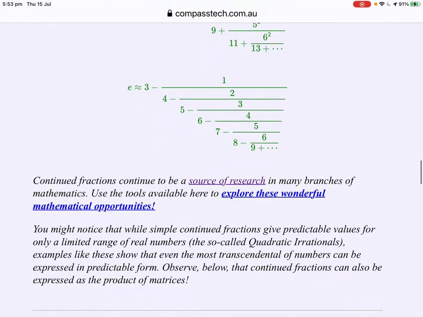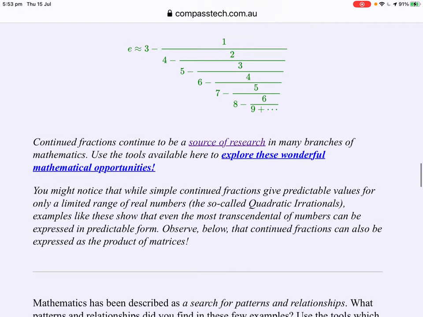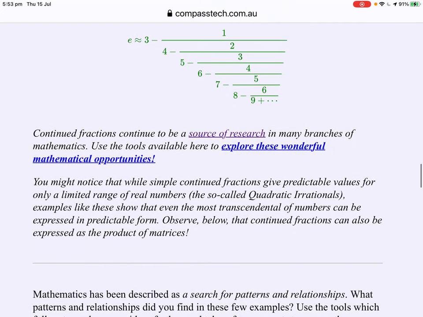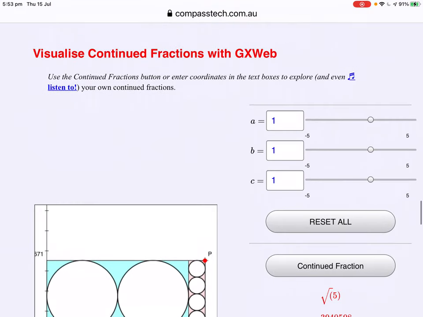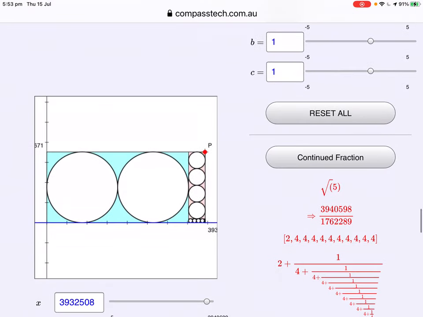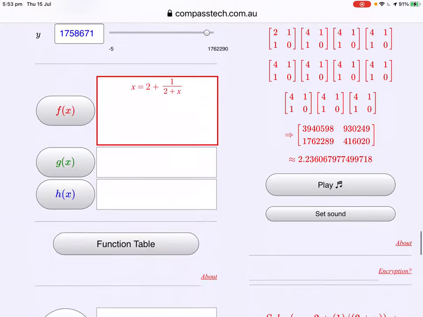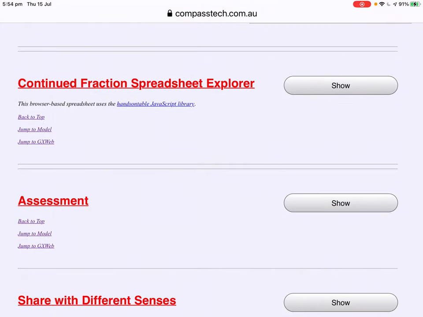What about e? Now, e is Euler's number. Look at one of the continued fraction forms for e. 3, 4, 5, 6, 7, 8, 9, 1, 2, 3, 4, 5, 6. Once again, it becomes predictable. So there's a wealth of exploration. And this activity, this web page, provides all the tools needed for students to explore continued fractions in a variety of representations. There's a spreadsheet.